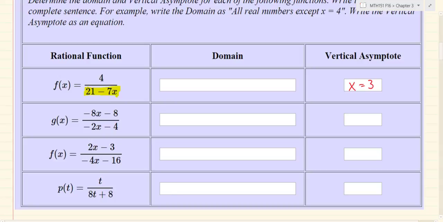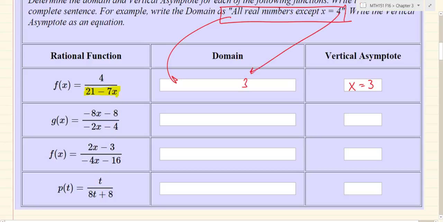You're going to select this here, and you're going to do copy paste right there, and you're going to change this 4 to a 3. So yeah, all real numbers except x equals 3. But what if you can't do this in your head? What if the denominator is a complicated beast that you just can't see, there's fractions or decimals or something going on?